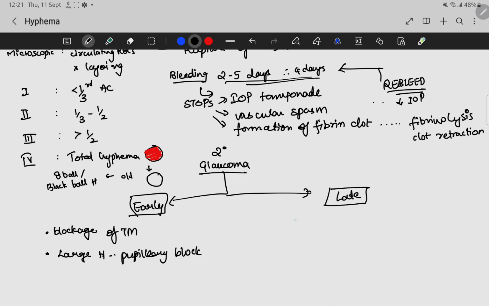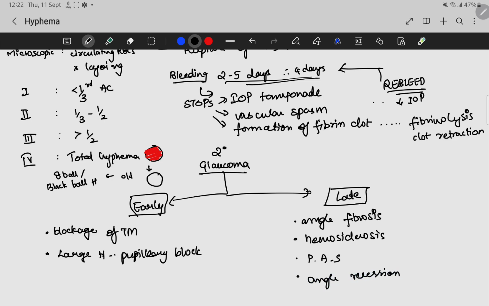And the late glaucoma is due to angle fibrosis, hemosiderosis, formation of this pupillary block in large hyphemas. It can lead to the formation of peripheral anterior synechiae, and there can be angle recession in case of traumas with ciliary body disruption, right?